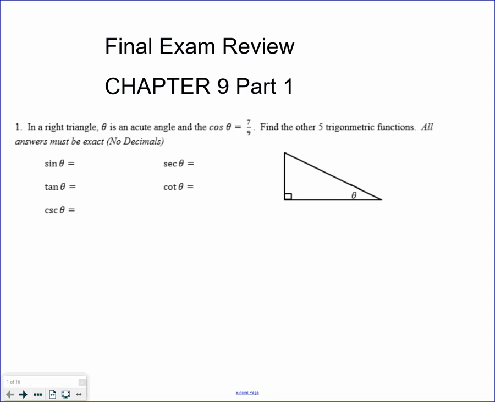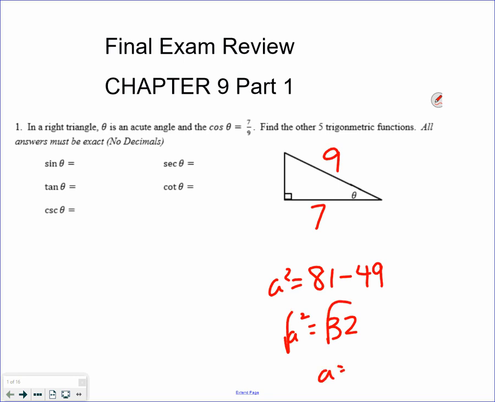So the first question is cosine is 7/9, and you're given a picture. It's a right triangle, not any particular quadrant. We deal with that later. So the cosine would be the adjacent over the hypotenuse, making the missing side 81 minus 49, which is 32. So the square root of 32 is 4 square roots of 2.